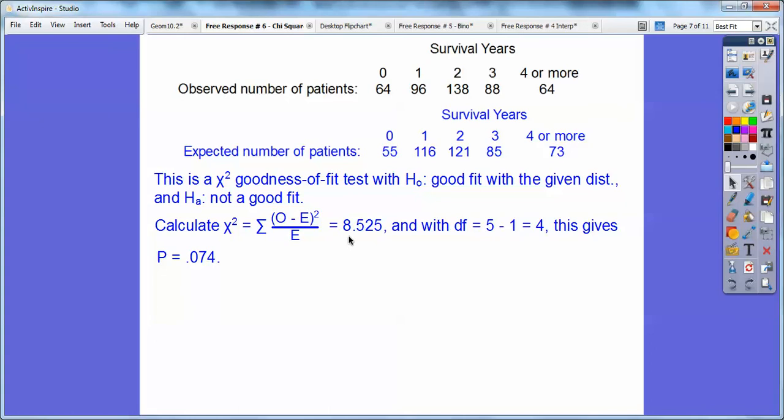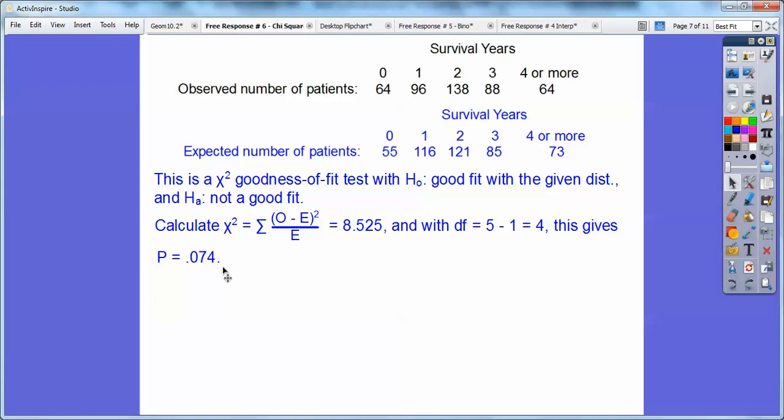When you get your chi-squared, I get 8.525. Since there are 5 values up here, the degrees of freedom is 4. So if you go to your chi-squared distribution with degrees of freedom 4 and chi-squared 8.525, I get 0.074.